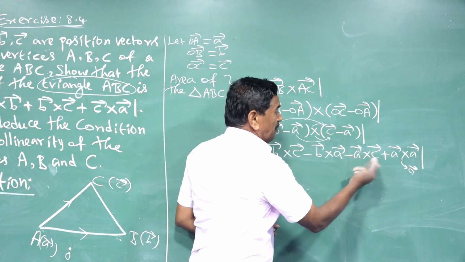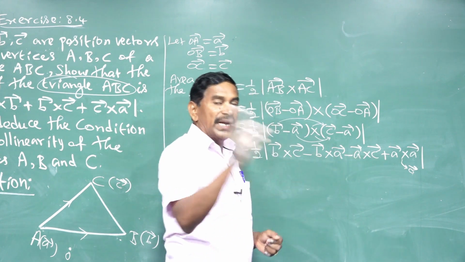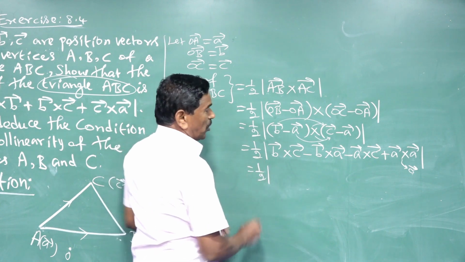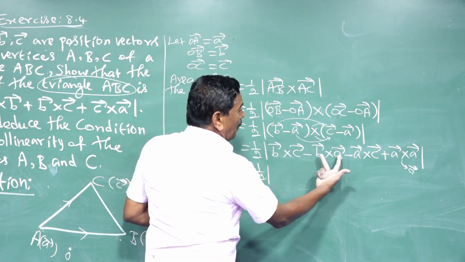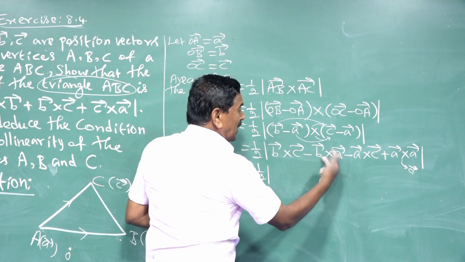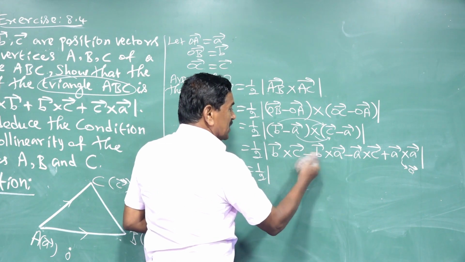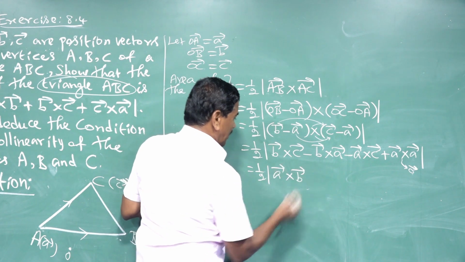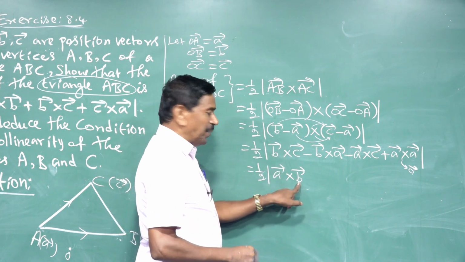And while interchanging we get C to A. Let us write in cyclic order. Now listen, half into modulus, say B cross A equal to minus A cross B, minus into minus plus, right in first place. So that is A vector cross B vector. And it is A to B, okay.